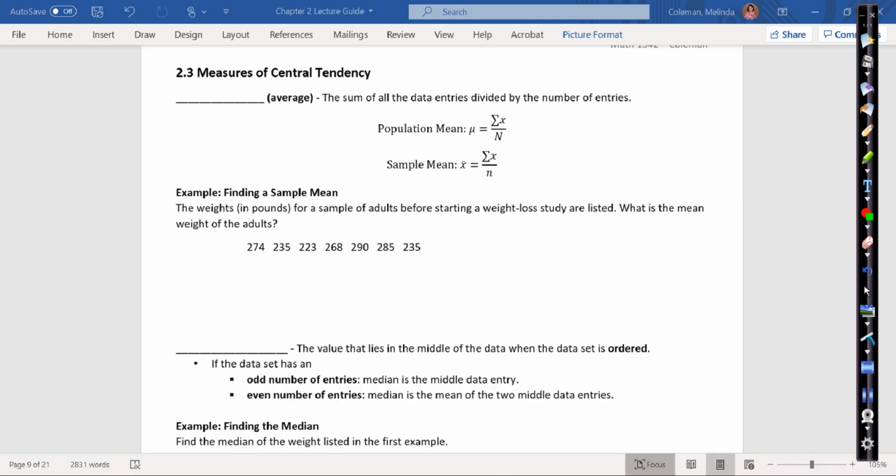All right. Section 2.3 talks about measures of central tendency. This is going to be the one that most people are probably more familiar with than anything, because we're talking about mean, median, and mode. First one is your average, better known as the mean.